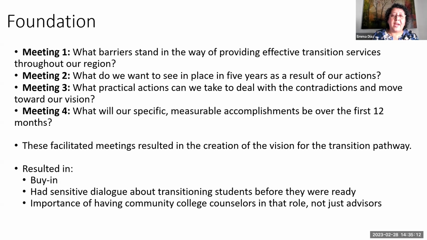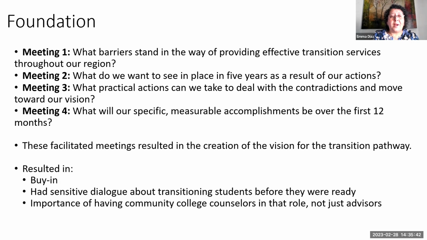The second question we asked in our second meeting was, what do we want to see in place in 5 years as a result of our action? Again, this was in the AB 86 phase, before we had the template of either a 3-year plan or an annual plan. So we did a 5-year vision. After the state decided they were going to do 3-year plans with annual plans, we were able to tailor it afterward to a 3-year strategic plan instead of a 5-year. But we started with the 5-year vision of what does this look like?